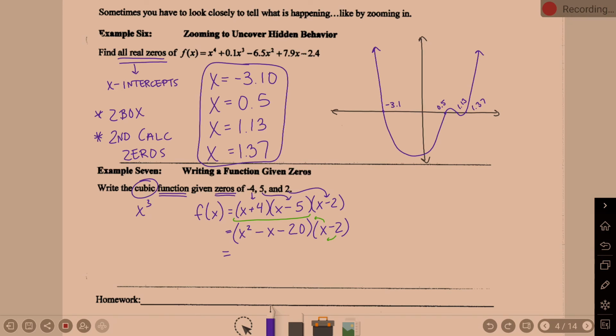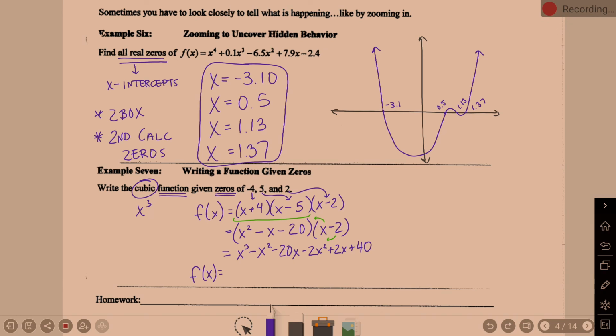So if I multiply everything by x, it becomes x cubed minus x squared minus 20x. Then if I multiply all the original terms by negative 2, negative 2x squared plus 2x and plus 40. Final step, of course, is to combine like terms, clean it up.